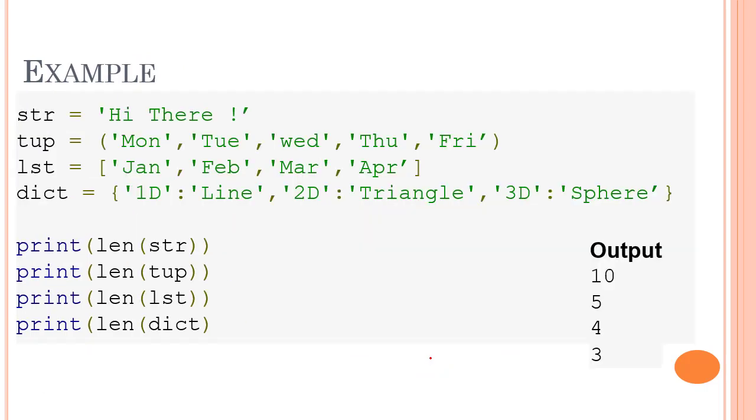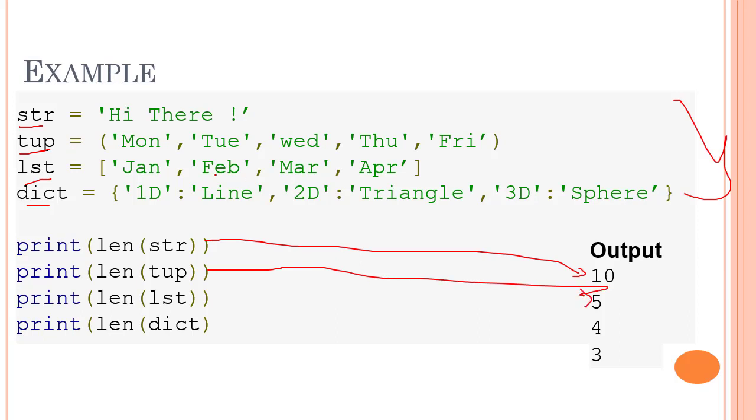Let's look into one more example. I have a string, I have a tuple, I have a list, and I have a dictionary. I have four things over here. And if I pass the len function to all of these, it will give me different values. For a string, it will count the exact number of characters present in the string. So there are 10 characters over here. In the tuple, it will just tell me the number of items we have. So the number of items is equal to 5. In a list also, it will tell me the number of items in the list. So that's 4 for you. And for a dictionary, it will tell me how many key pairs there are. So there are 3 pairs in this.